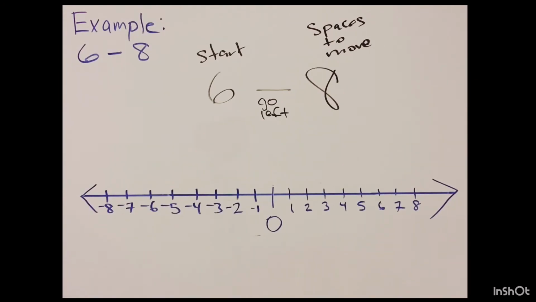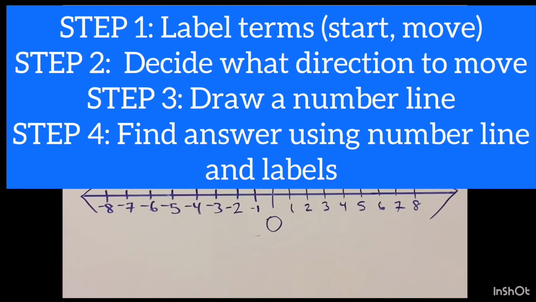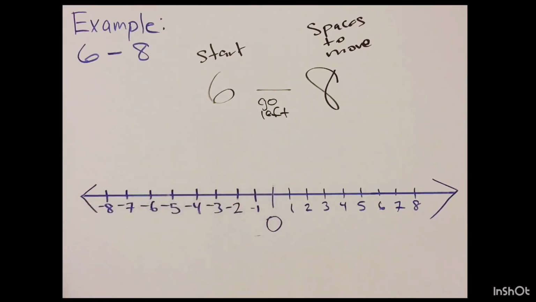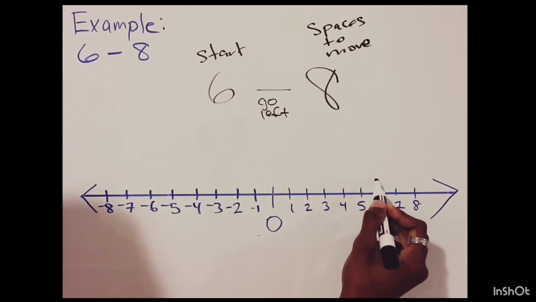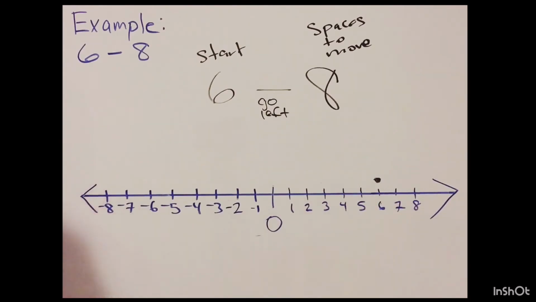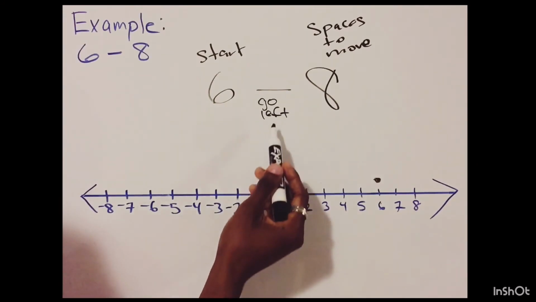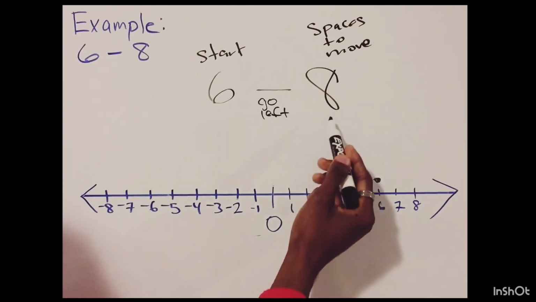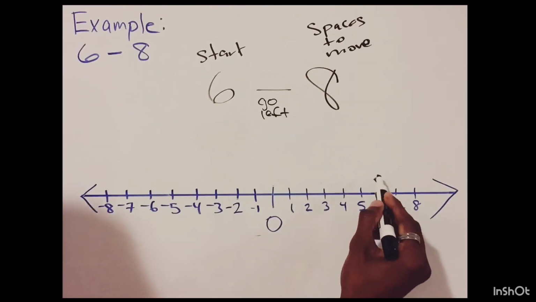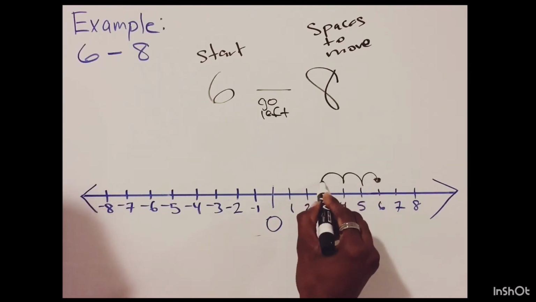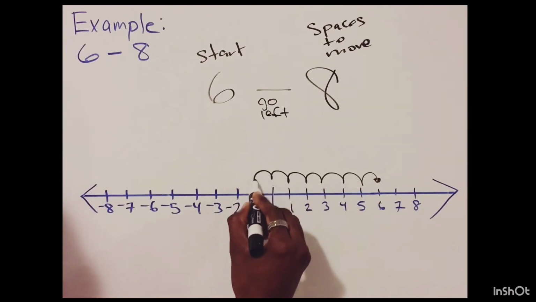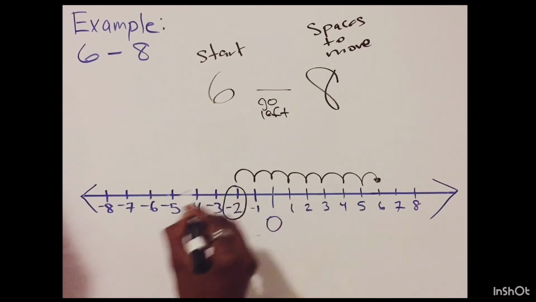Okay? Step 4, use the number line and the labels to find your answer. So we have our labels right up here. We have start, we have go left, and we have spaces to move. So let's do that on our number line. We'll start right here at 6 because our label is telling us start at 6. And then we're going to go left. See, it says go left 8 spaces. All right? And you can count with me if you like. 1, 2, 3, 4, 5, 6, 7, 8. And we land on -2.